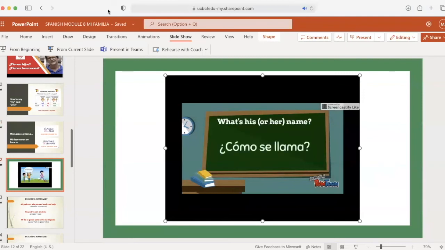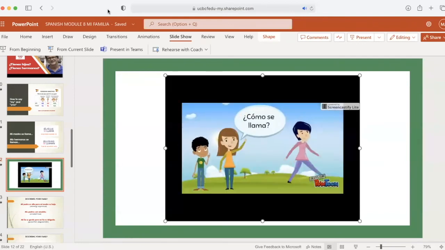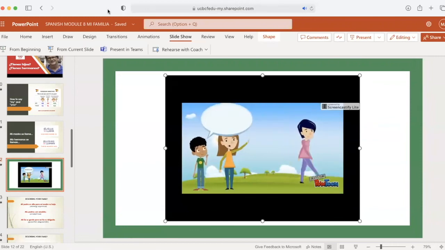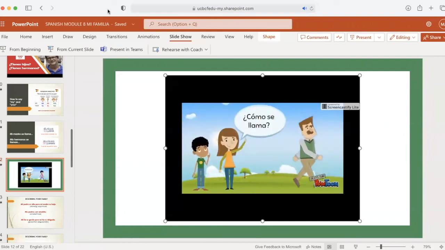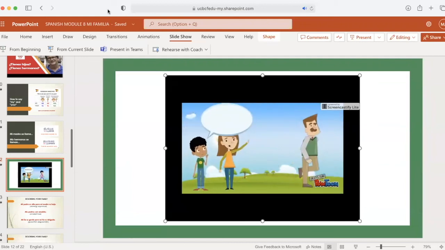To ask what's his or her name, we ask ¿Cómo se llama? To answer that, we say se llama. For example, ¿Cómo se llama? What's her name? Se llama Julia. Her name is Julia. ¿Cómo se llama? What's his name? Se llama Fernando.